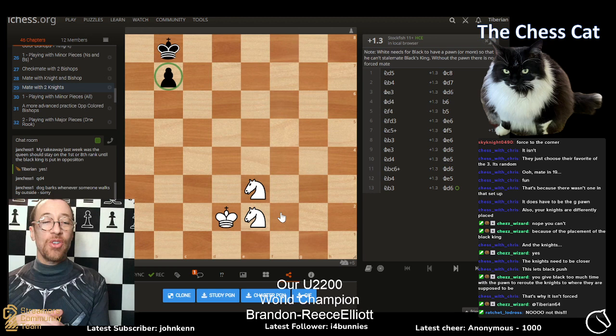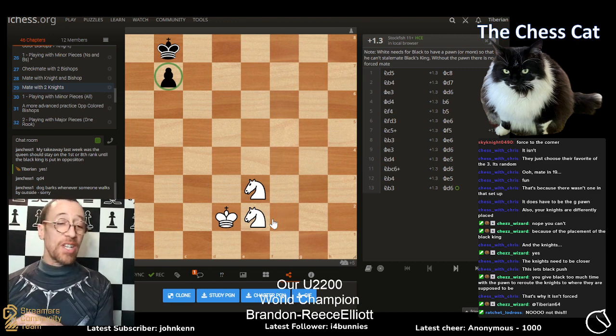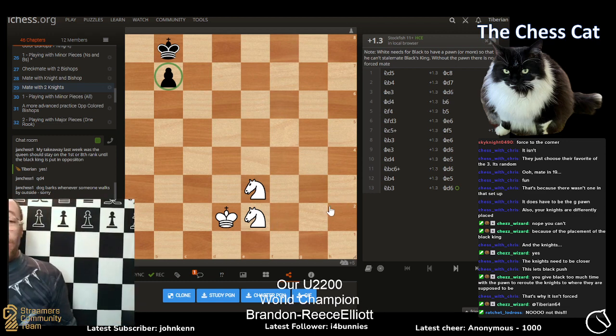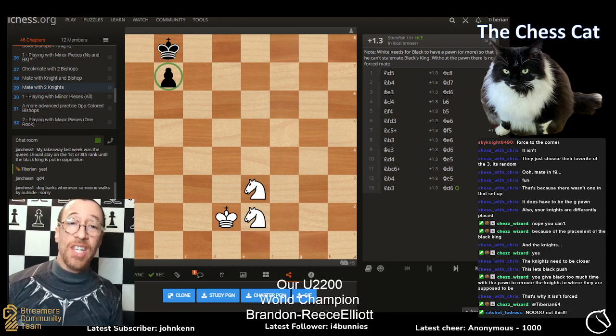The problem is that the knights are too far away, and you give black too much time with the pawn to reroute the knights to where they are supposed to be. Interesting. So I'll look at it. Obviously, the computer doesn't see a mate in this position, so obviously you guys should be right. I just think it's sad.